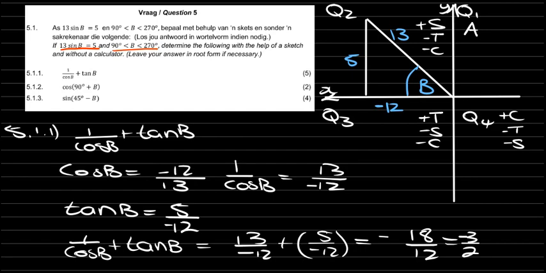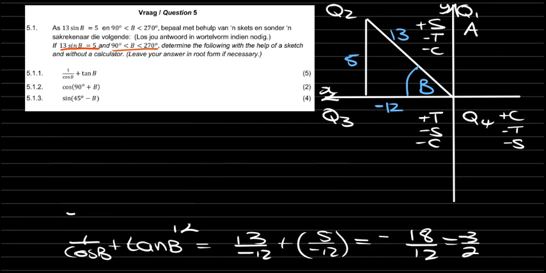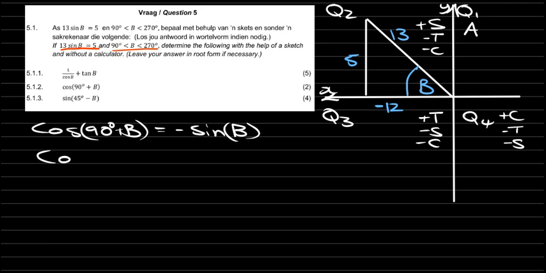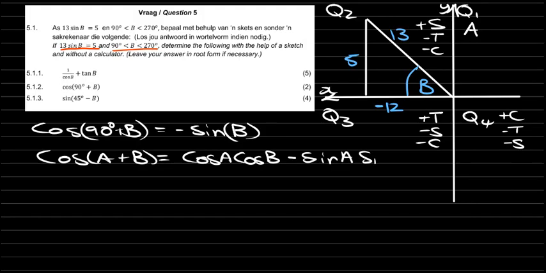5.1.2, let's just see if I copied it. Yes, I did. 5.1.2 reads as follows. They want to know what is cos of 90 plus b. I don't know if you've seen this before, but constantly it's just stated, and I'm not sure if you guys know where it comes from, so I will briefly go over it. So when we have our compound angles, we know that cos of A plus B is equal to cos A cos B minus sine A sine B.